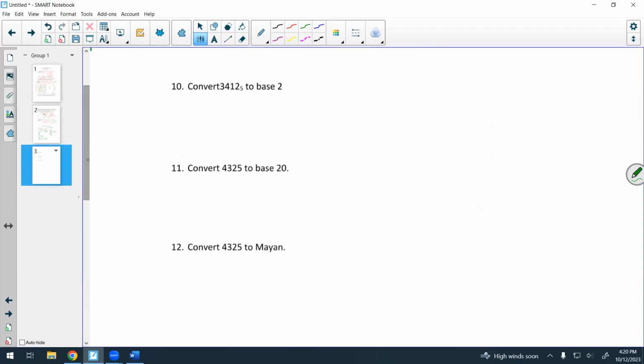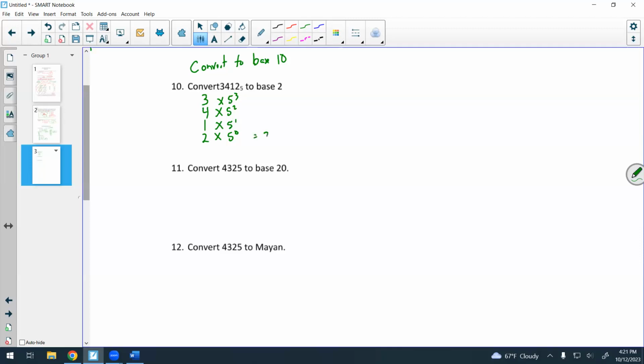Okay, this next one seems to have confused a lot of people. I have a base 5 number and I want to convert it to base 2. Well, first, I need to convert it to base 10. So essentially, we're doing 2 things at once here. So I have the number 3, 4, 1, 2, and it's base 5. So that's times 5 to the 0, 5 to the first, 5 to the second, 5 to the third.